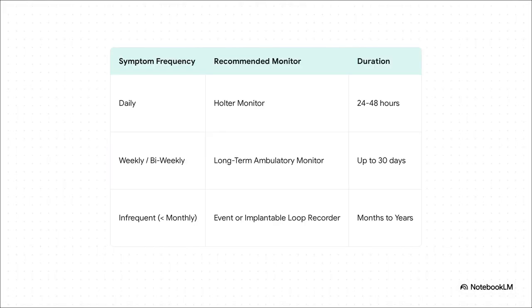And this table is basically your cheat sheet. It's a really logical progression. If symptoms are happening every day, a 24-hour Holter monitor is probably enough. If they're once a week, you need a longer monitor. If it's once a month or even less, you need to be monitoring for months or even years. The more fleeting the symptom, the longer you have to look for it.